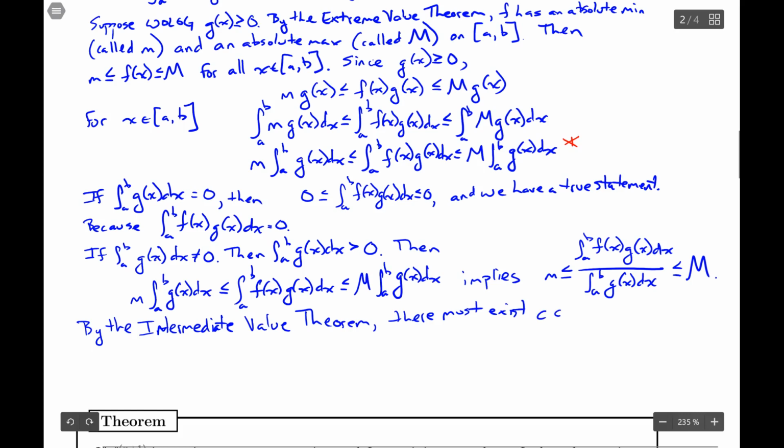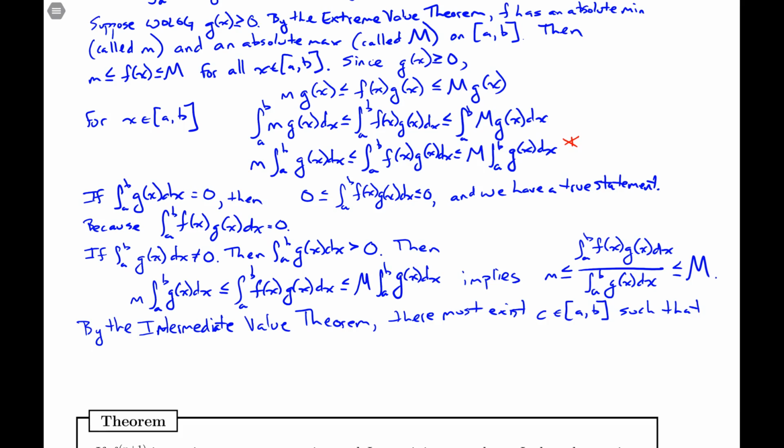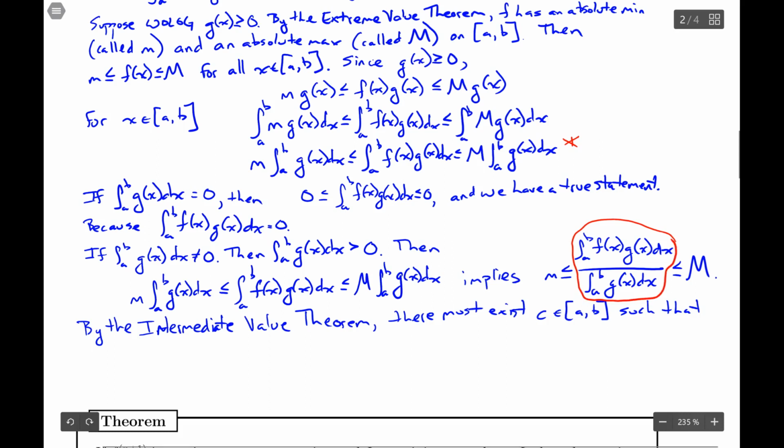By the intermediate value theorem, we actually have a continuous function, so there must exist some value c in between a and b, such that, now, remember little m is an absolute minimum of f, big M is an absolute maximum of f, and so our function f has to obtain every single value between little m and big M. Namely, it has to attain this value. So there's some value c in between a and b such that f of c must be equal to this crazy integral. I'm just going to call this star.